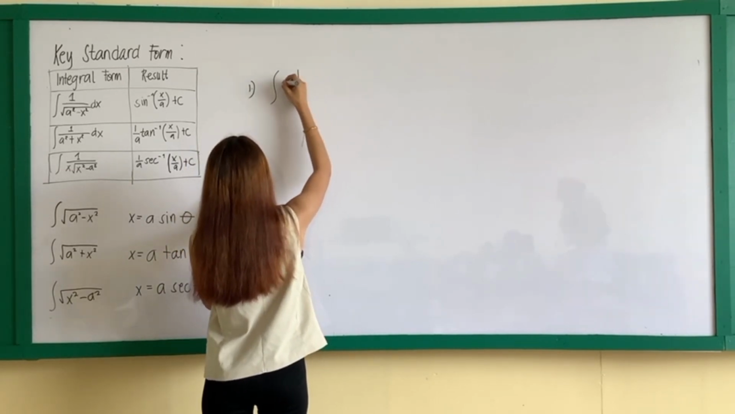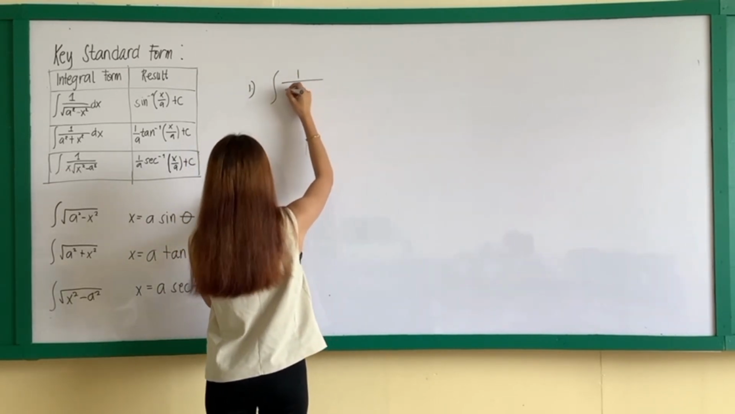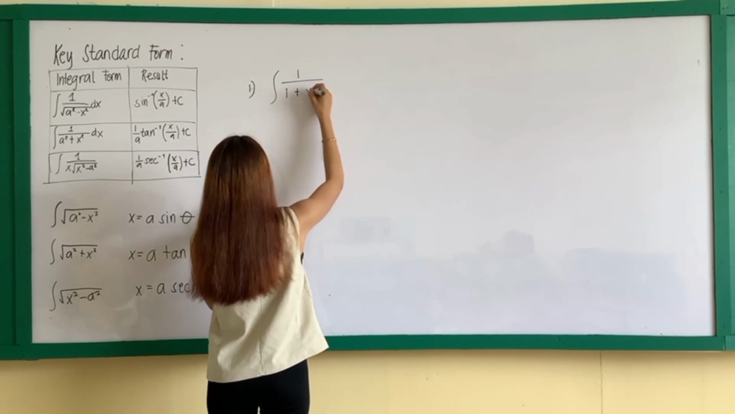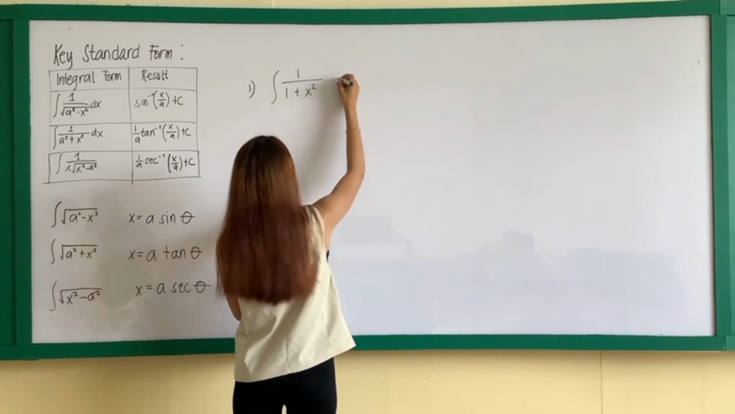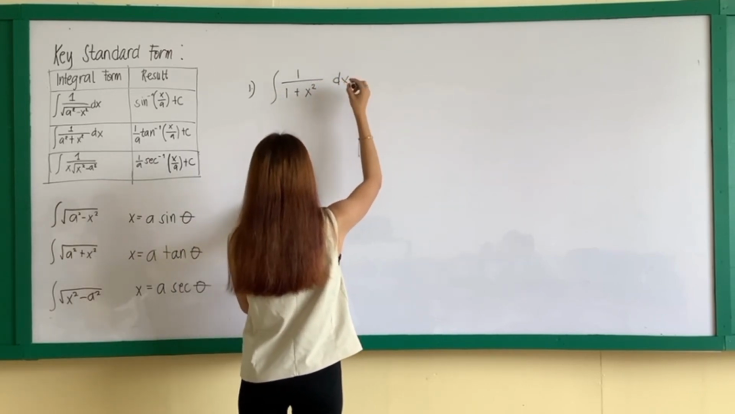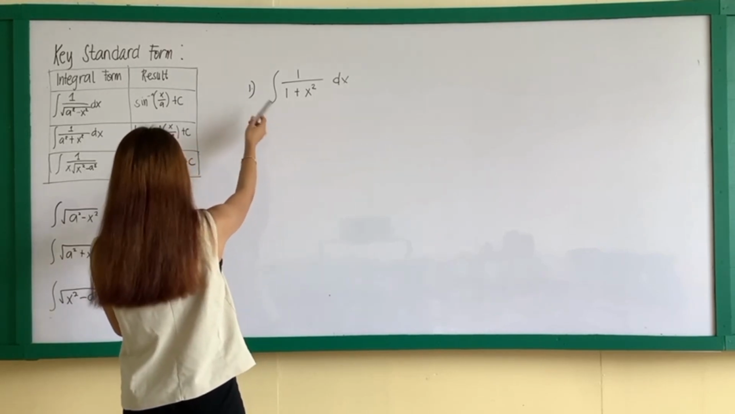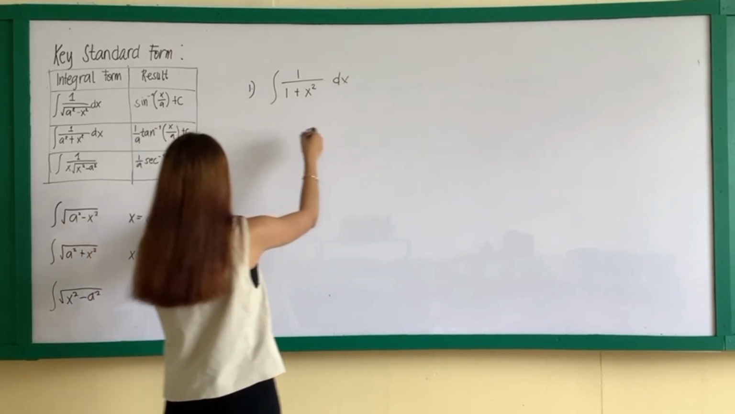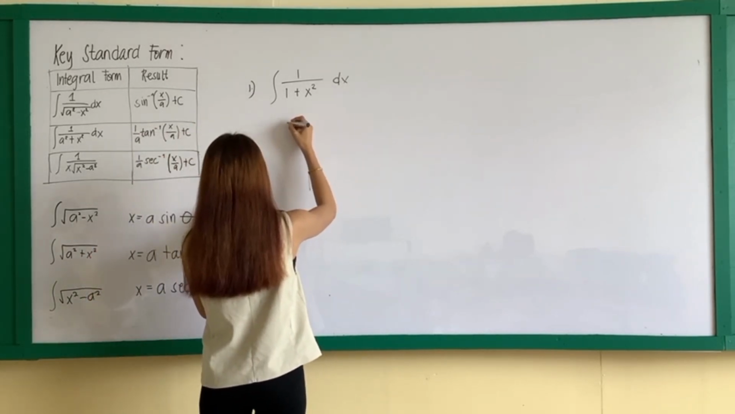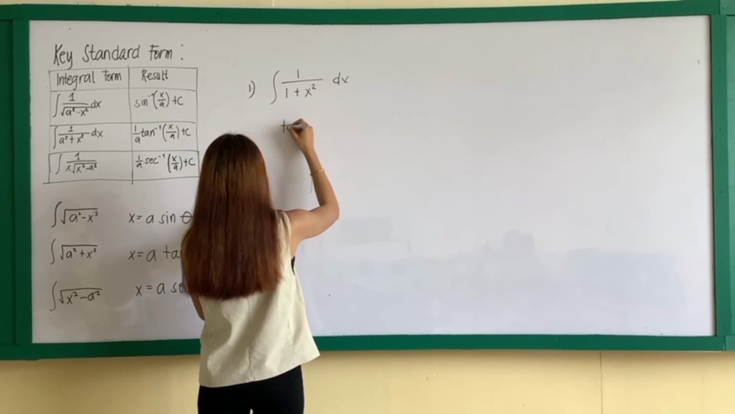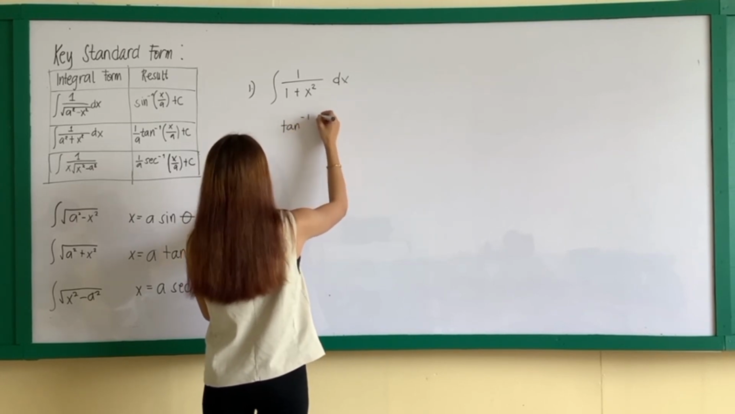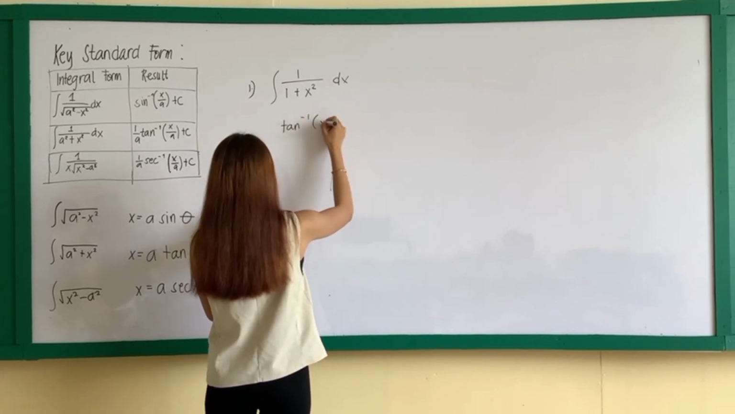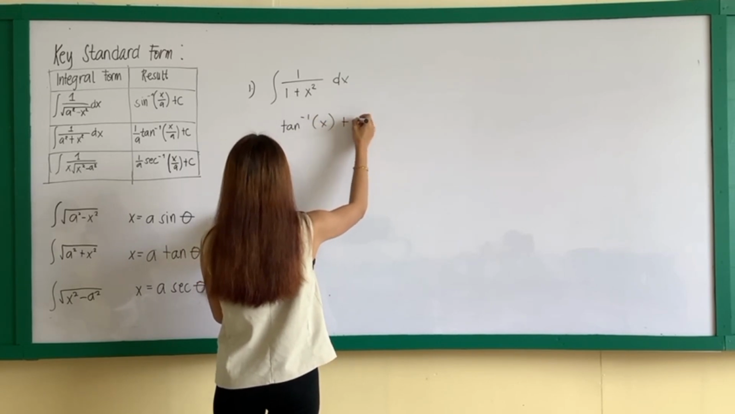The integral of 1 over 1 plus x squared dx. This matches the second formula, which is the arctan. So our answer is arctan x plus C.